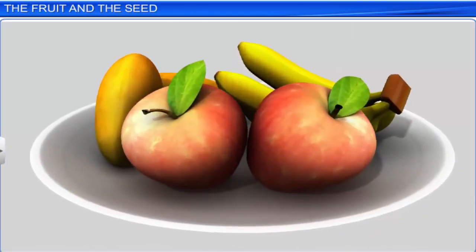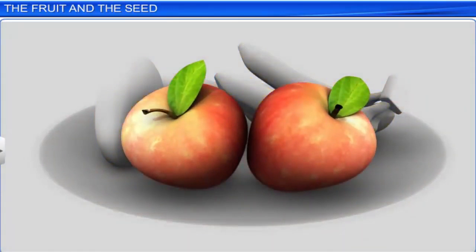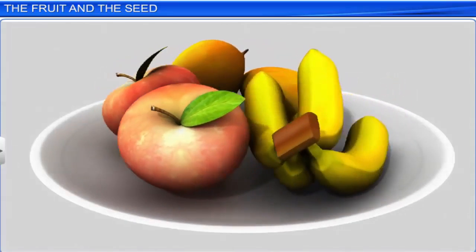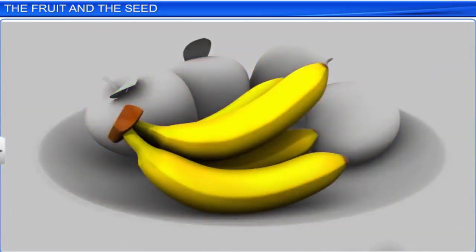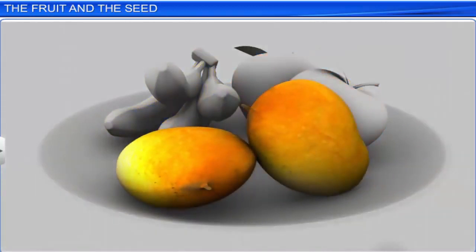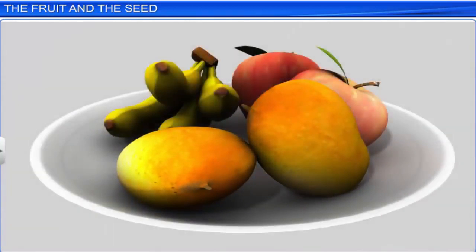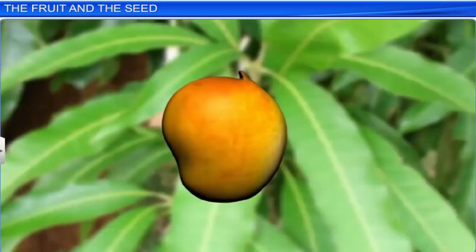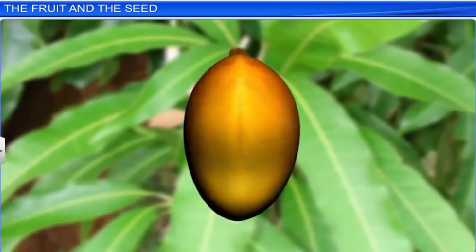The word fruit makes one think of an apple, banana, or a mango. However, in biology, the term fruit has a much broader meaning. It is a fertilized ovary with seeds.